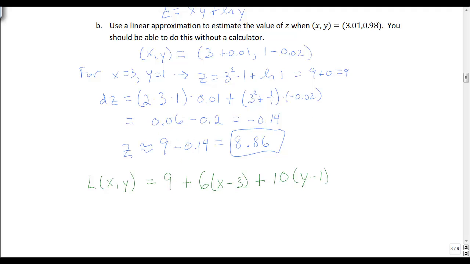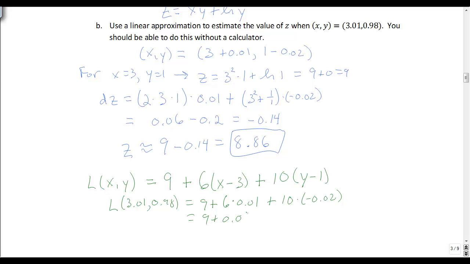So the 9 is there. Let's just do this. L of 3.01, 0.98 is 9 plus 6 times x minus 3, that's the 0.01. So 6 times 0.01 is 0.06. 10 times y minus 1 is 10 times negative 0.02, that's the minus 0.2. And we're just adding those two to 9.